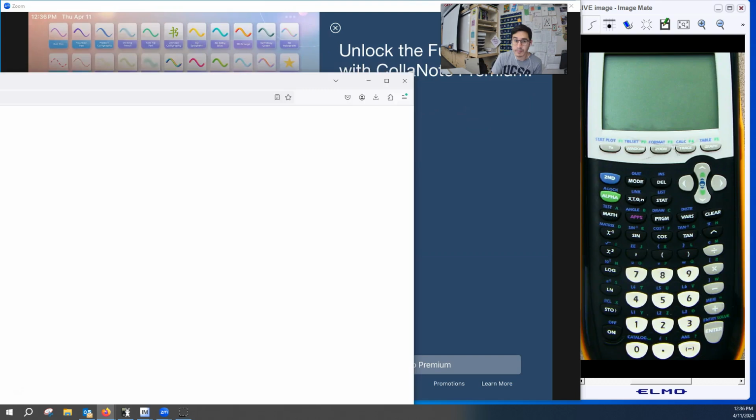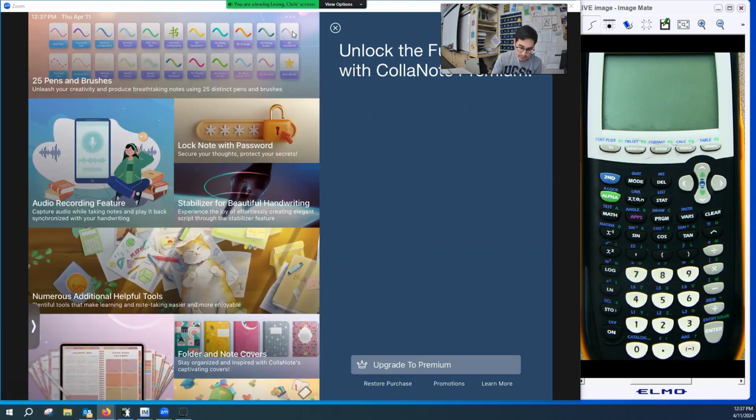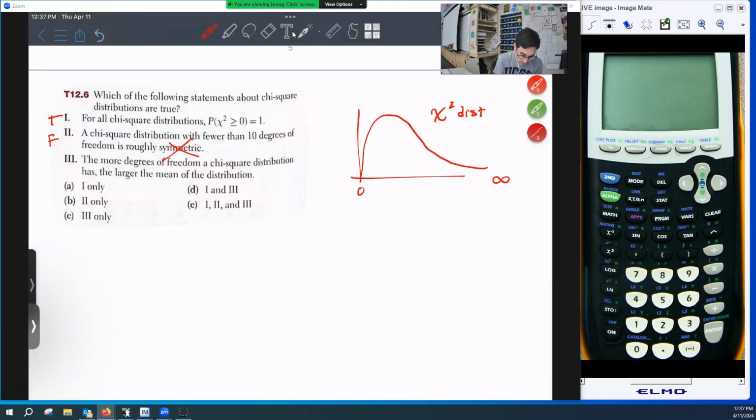All right, so statement 3 is a true statement. More degrees of freedom, a larger mean. So only statements 1 and 3.